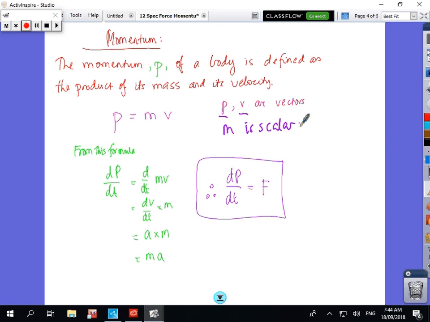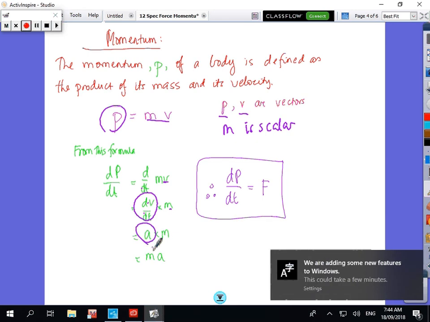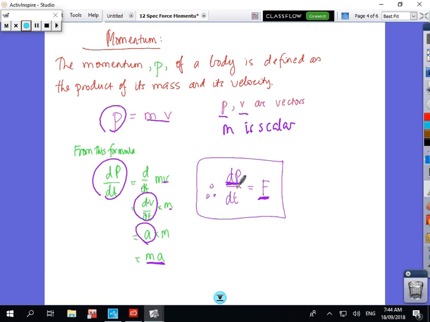Okay, so from this formula, if we differentiate p, then we can differentiate mv, and then we can separate the v to be with the dt, leaving the mass behind, and then dv/dt is by definition the acceleration. So we've got this dp/dt ends up being ma, but we know that ma equals the force. So the rate of change of momentum, dp/dt, is actually equal to the force. So copy that down and come across.